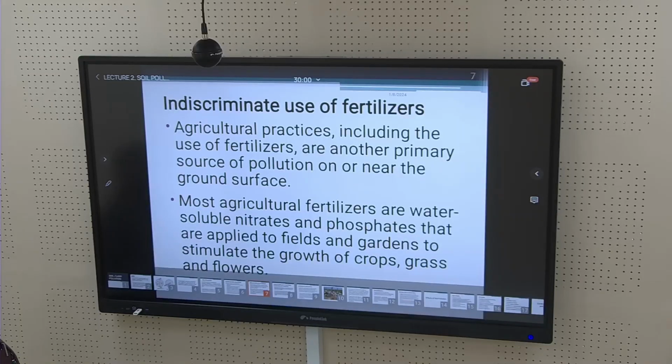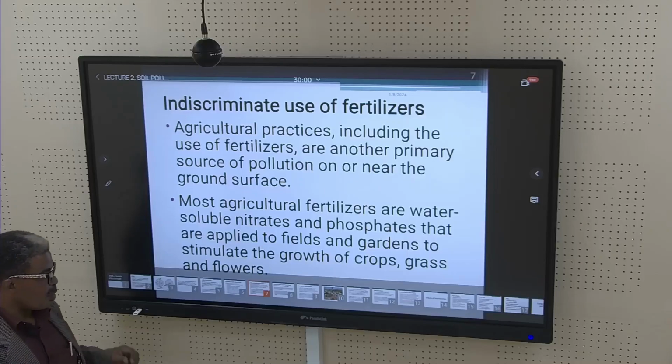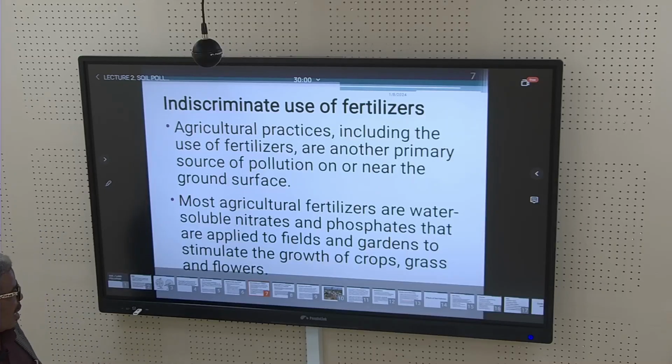The use of fertilizers is another primary source of pollution on or near the ground surface for our land. Most agricultural fertilizers are water-soluble nitrates and phosphates that are applied to the fields and the gardens to stimulate the growth of crops, grass, and flowers.